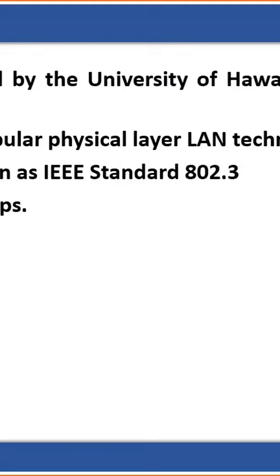And for Ethernet types, we have different types of Ethernet. Ethernet's IEEE standard is 802.3. Next, Fast Ethernet is also Ethernet.